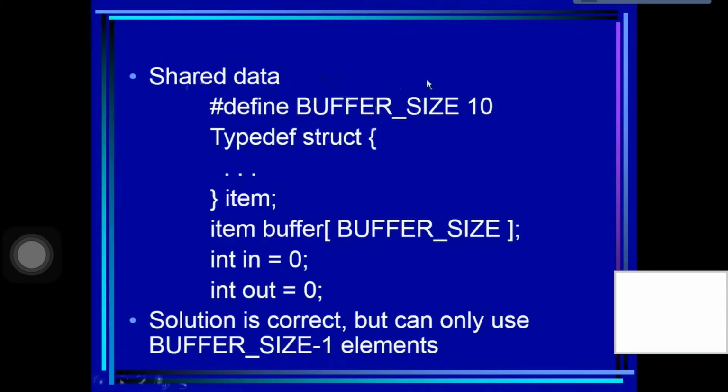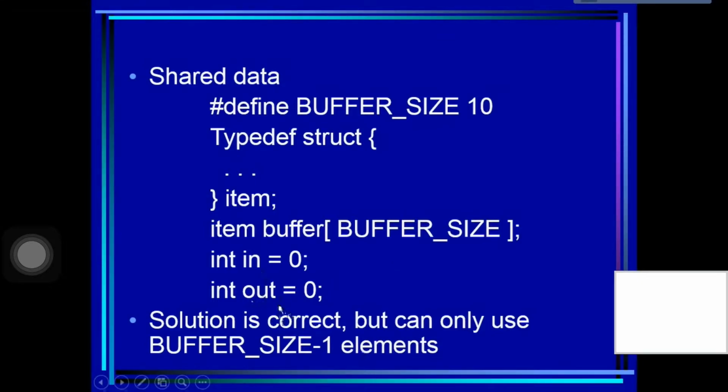This is the constant, representing the buffer size. We suppose that it is 10. And we have a type. This type represents an item that is placed into the shared memory buffer. And this is the shared buffer. And in is a pointer that refers to the location where the producer can put the item in the buffer.